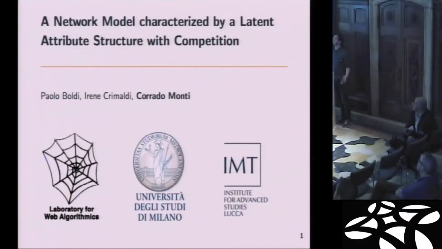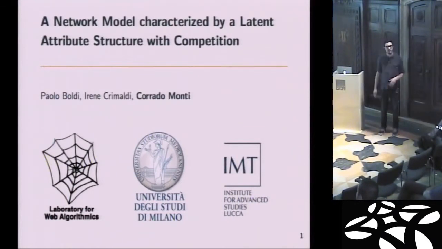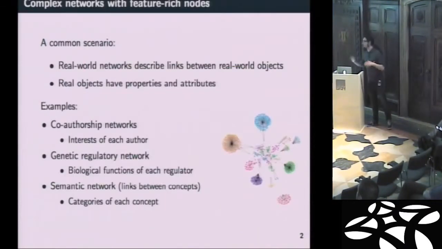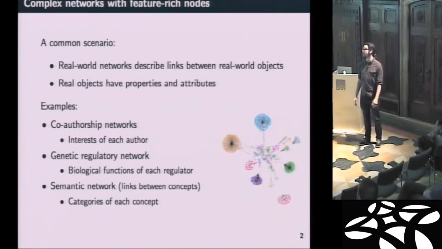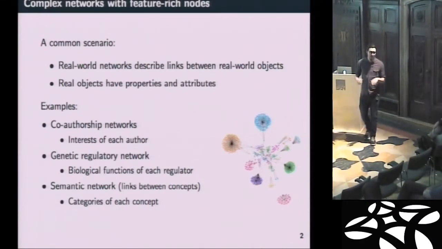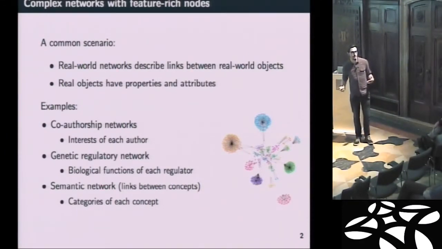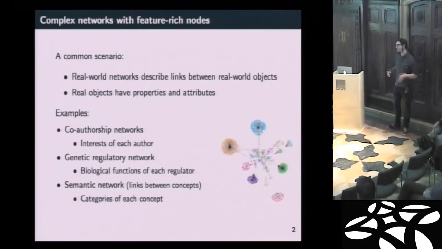We are talking about a network model with latent features on its nodes. So a complex network that has features on its nodes. We can look at many examples in reality, like a co-authorship network where the features can be the interest of each author. Another example can be a semantic network, so semantic relationship between concepts. And in this case, features can be the categories of each concept. So there are a lot of examples in reality of a complex network structure in this way.